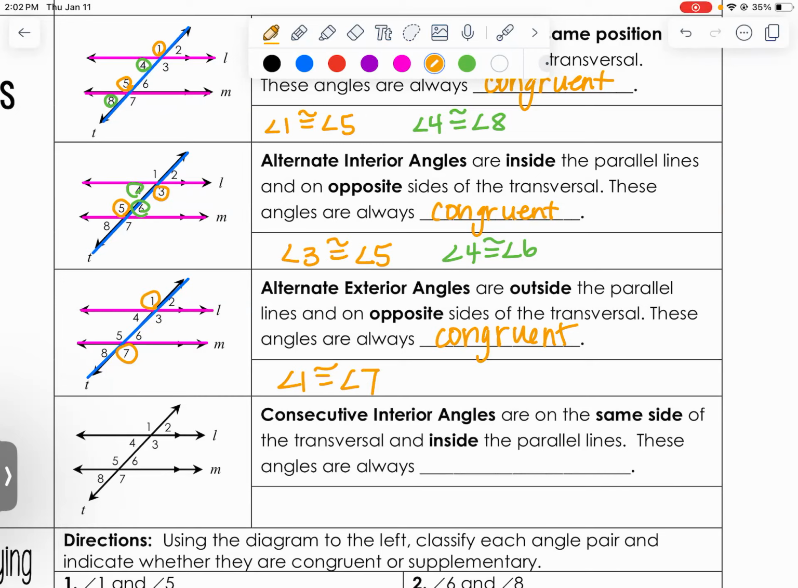Oh, Noah is saying, hey, 2 and 8 are also alternate exterior angles. Do you agree with Noah? Yep.